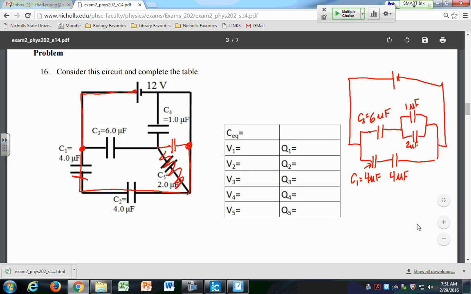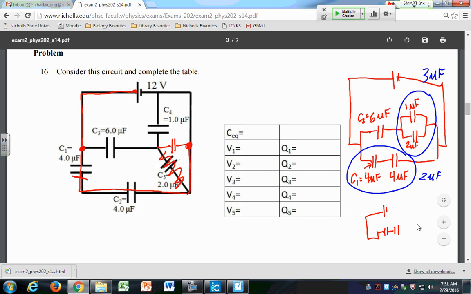Again, I have 4 and 4, which is 2 microfarads, 1 and 2, which is 3 microfarads. So if I redraw that circuit, it looks like this. A 6, a 3, a 2. Then if I combine the 6 and the 3 right here, that gives me 2 microfarads, and then the 2 and the 2 is 4 microfarads. So my equivalent here is 4 microfarads.